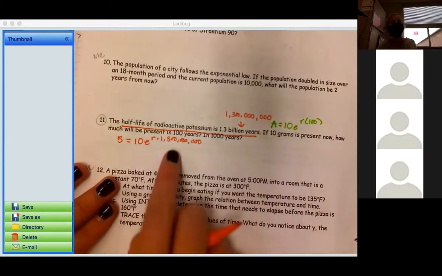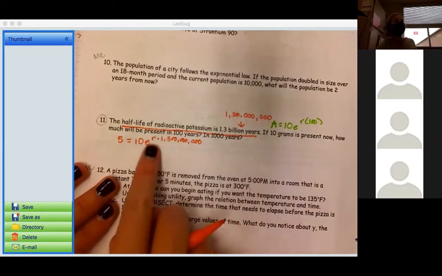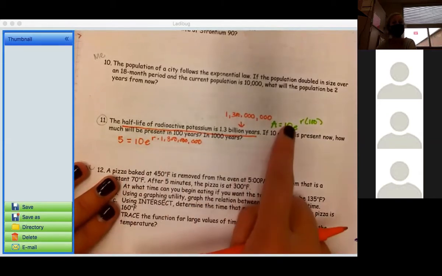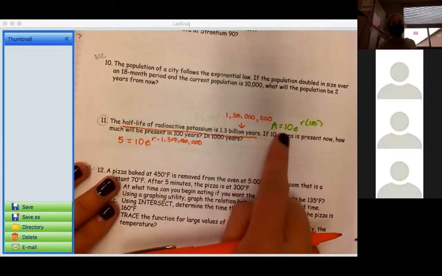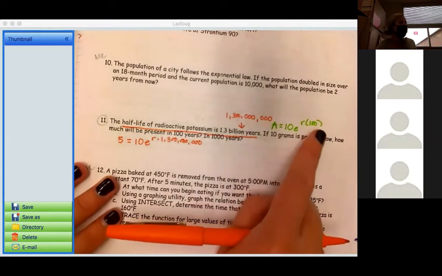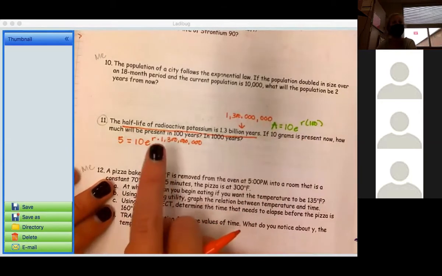So all we have to do is solve this for R. Then once we find our rate, it should be easy because I can plug it in for 10 grams over 100 years and 10 grams over 1,000 years. Okay, but you have to find your R first. Yes, ma'am.